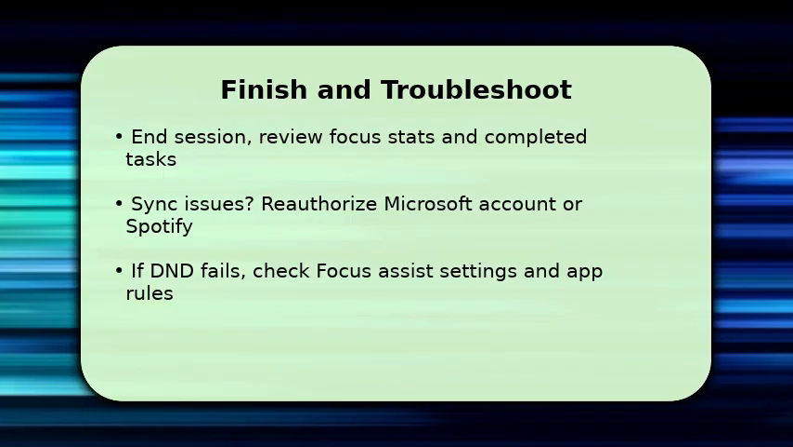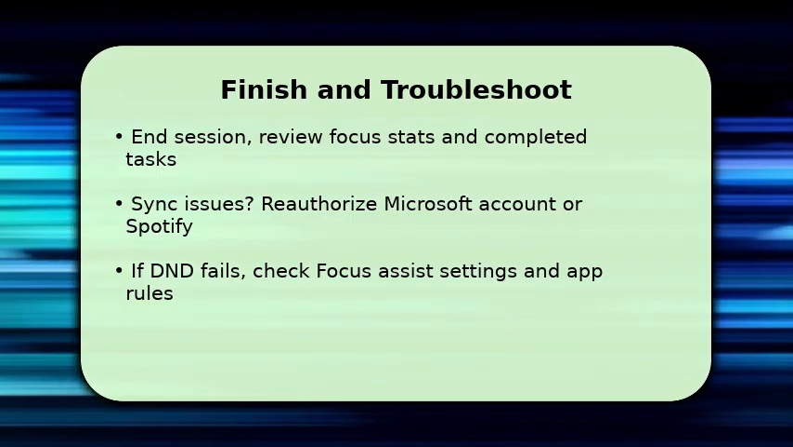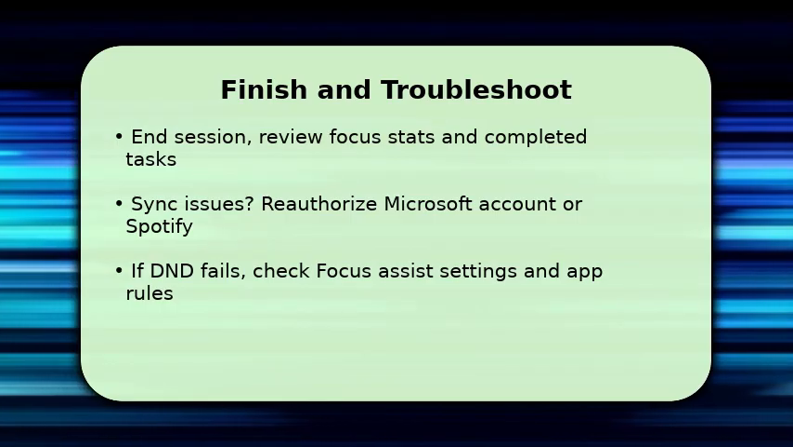If Do Not Disturb didn't block alerts, open Windows Settings, System, Focus Assist, and confirm automatic rules and app priorities. You'll then restart a clean session with the same setup.